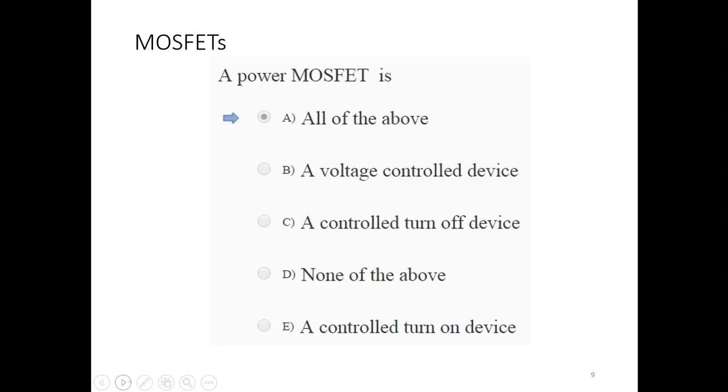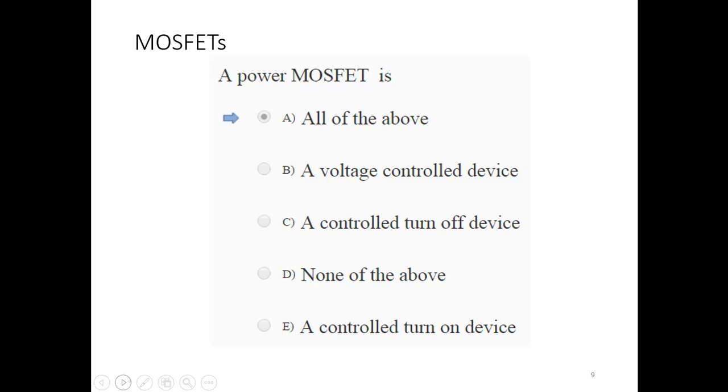We apply a voltage to the gate, to the source, and then the device will remain turned on. If you turn it on, then you get the drain current. Okay, now this is a controlled turn on. You can turn it off too. It is a controlled turn off device, and it is a voltage control device.